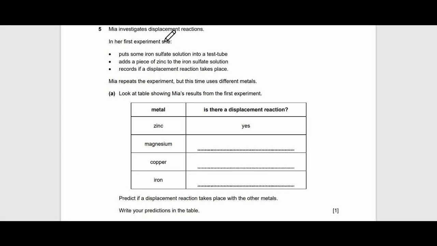In her first experiment, she puts some iron sulfate solution into a test tube, adds a piece of zinc to the iron sulfate solution, and records if a displacement reaction takes place. Mia repeats the experiment but this time uses different metals. Question A. Look at the table showing Mia's result from the first experiment. Metal: zinc, magnesium, copper, iron. Is there a displacement reaction for the first, zinc? Yes.